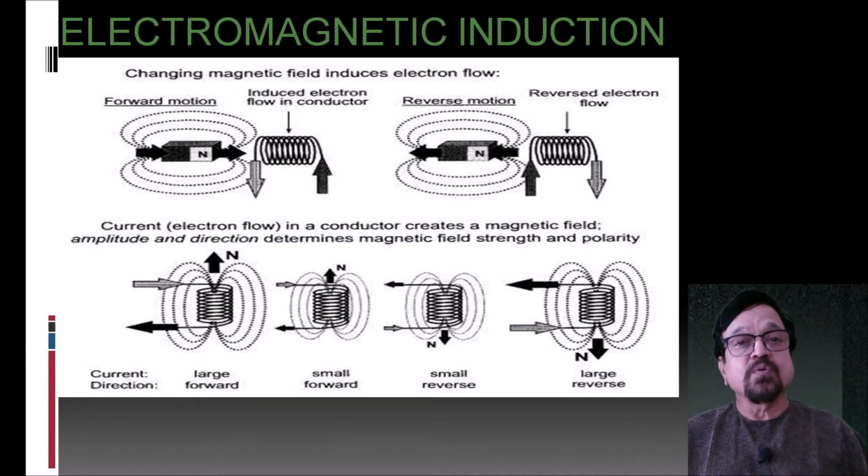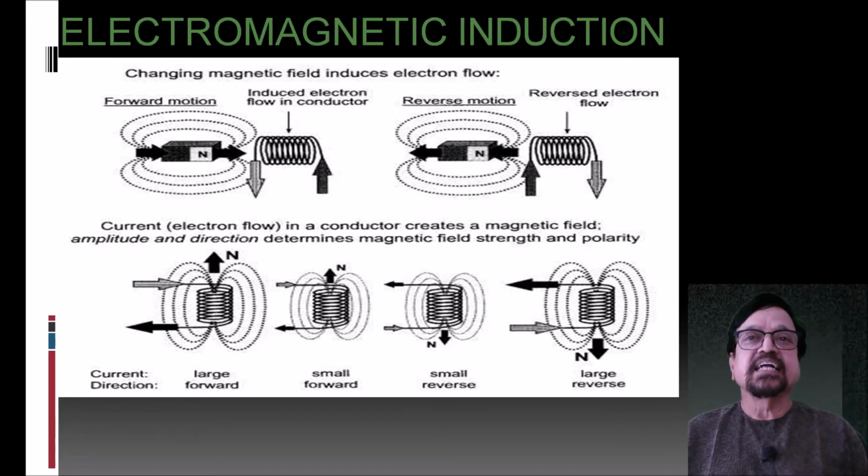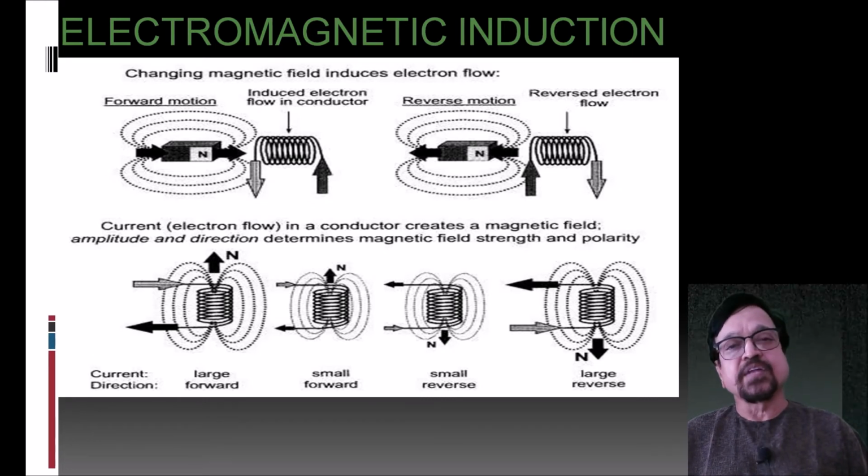Now what is electromagnetic induction? This is also one of the important things we should know. That is, a changing magnetic field induces electromotive force. So if you change any magnetic field, it can induce electricity in another coil. Now here you can see first is a forward motion. That is the first diagram. It induces electron flow in the conductors. So see this, there is a magnet which moves towards the coil, and we can see there is a flow of electrons.